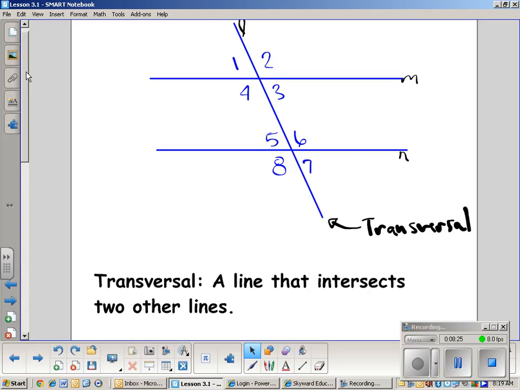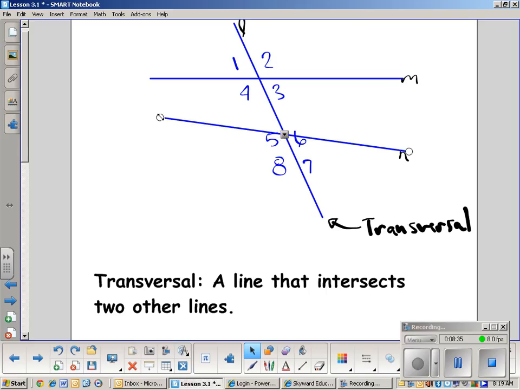Now again, same with the other two. The lines would not have to be parallel. I could have something that looked like this. I would still have same side interior angles. Okay? Still have same side interior angles.